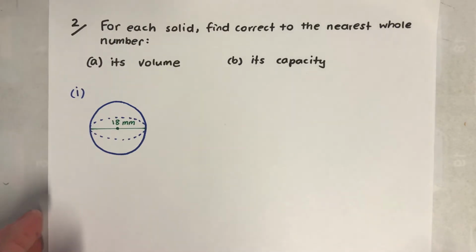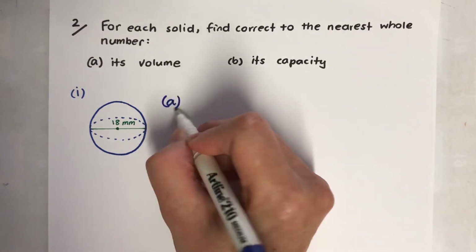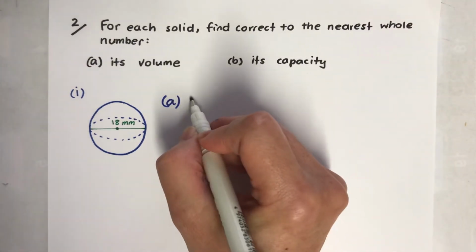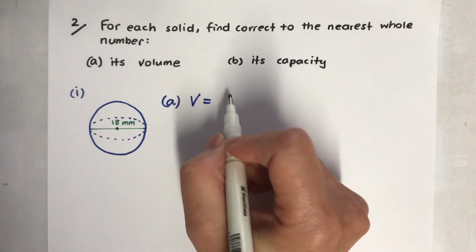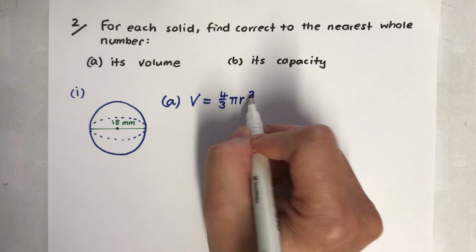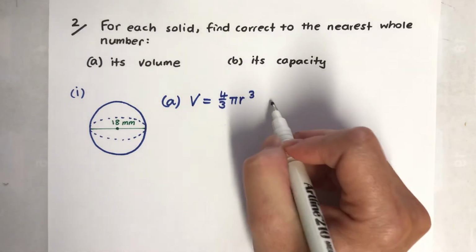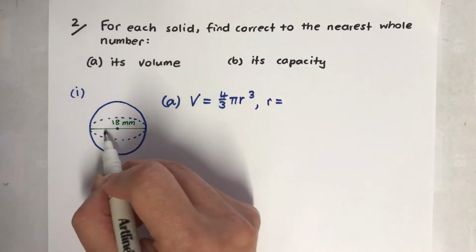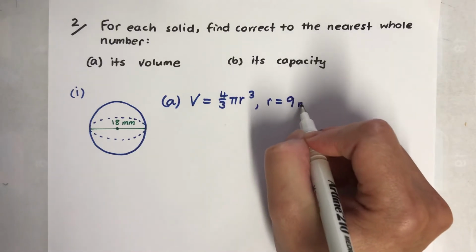Okay, for each solid, find correct to the nearest whole number. And first I need to find its volume, and the second I need to find the capacity of that. Okay, so let's have a look at that. So I need to find the volume. Does anyone remember the formula? V equals 4/3 pi r cubed. Yeah, and the radius here is half of 18, 9 millimeters.